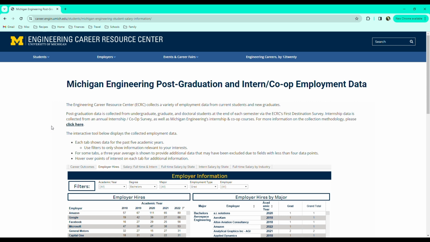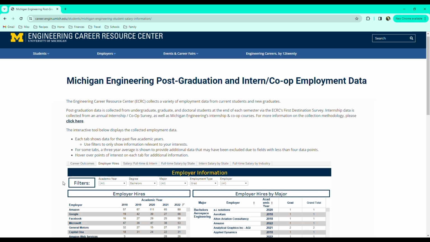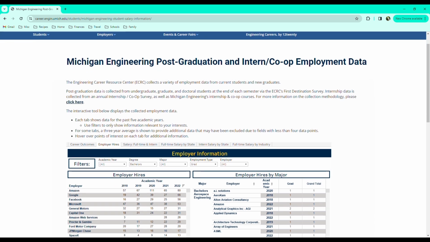gone to their website. Something to note about University of Michigan is that each of the schools have their data separately, so it's a little bit hard to find. I will provide this link up top in the comments for this video so that you can get to it if something that we talk about here piques your interest and you want to go look at it a little bit more.